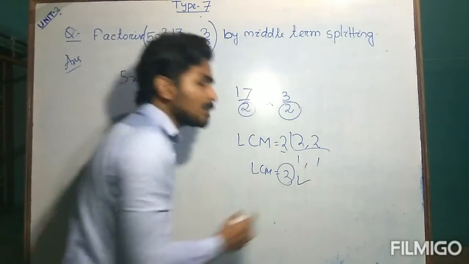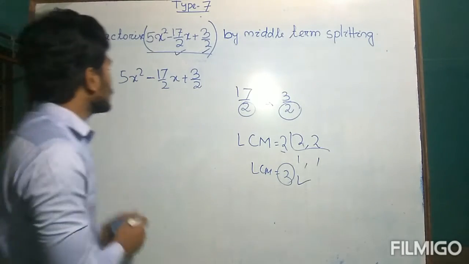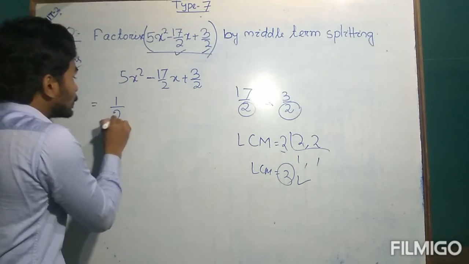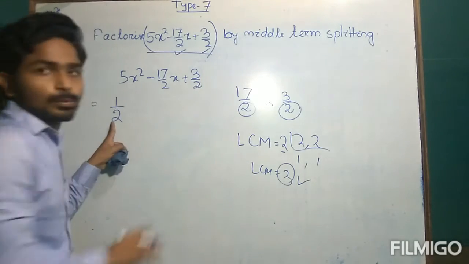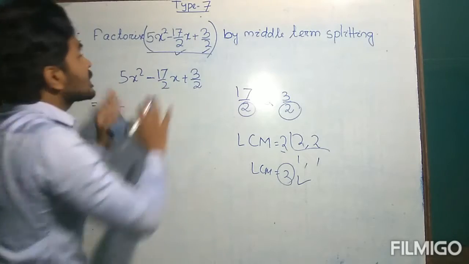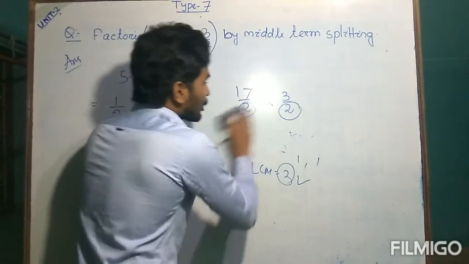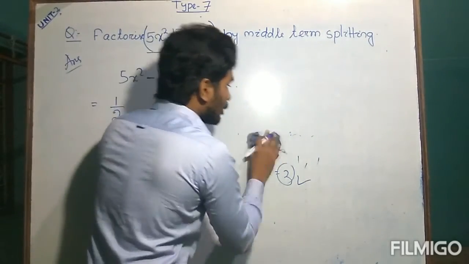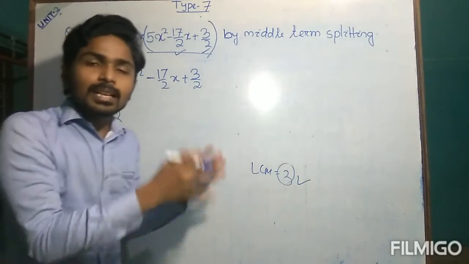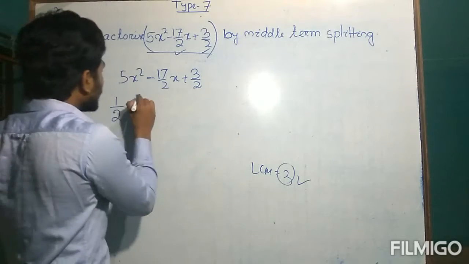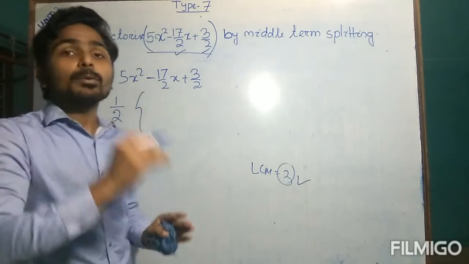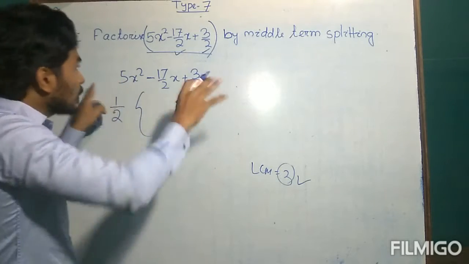So since we get the LCM 2, then what do we have to do? We have to take 1 by 2. Why is this 2? Because the LCM is 2. So we have to take 1 by 2 as common from all these three terms. Keep this in mind that we have to take 1 by 2 as common from all these three terms. And when you take 1 by 2 as common from all these three terms, then you have to multiply 2 with all the terms.